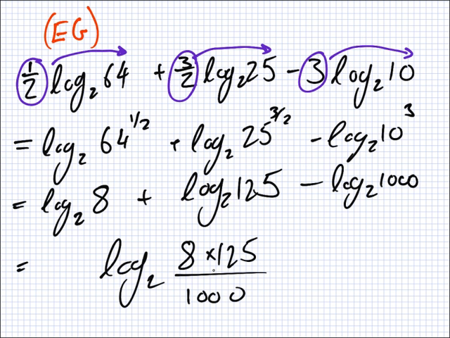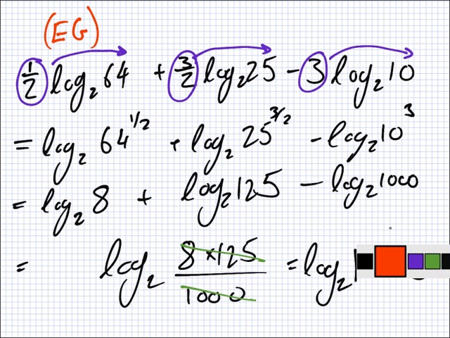Now, 125 goes into 1,000 8 times, isn't it? Oh, no calculators. Yeah. Actually, hang on, 8 times 125 is 1,000, isn't it? Yeah. So this and this cancel. So you're left with log 2 of 1, which equals 0. Yeah? Okay, write that down.